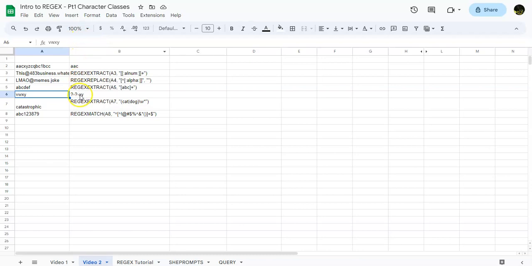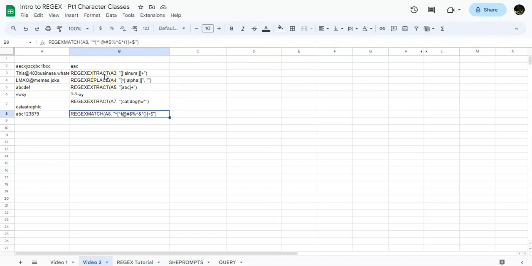So make sure that we understand that when you see this caret in these brackets, it usually means not XYZ. Deal with what is not presented in these brackets.